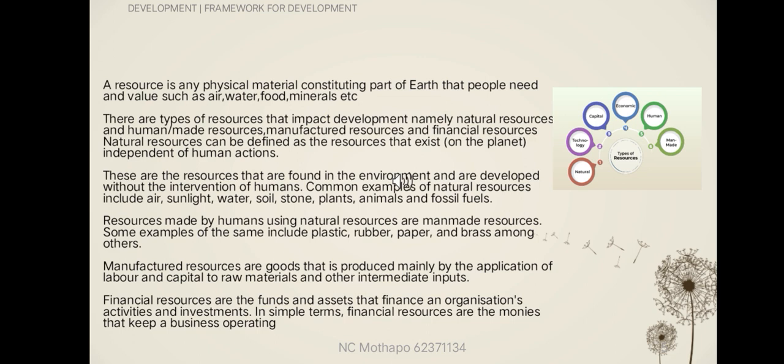Manufactured resources are goods that are produced mainly by the application of labor and capital to raw materials and other intermediate inputs. Financial resources are the funds and assets that finance an organization's activities and investments. In simpler terms, financial resources are the monies that keep a business floating, operating, or running.